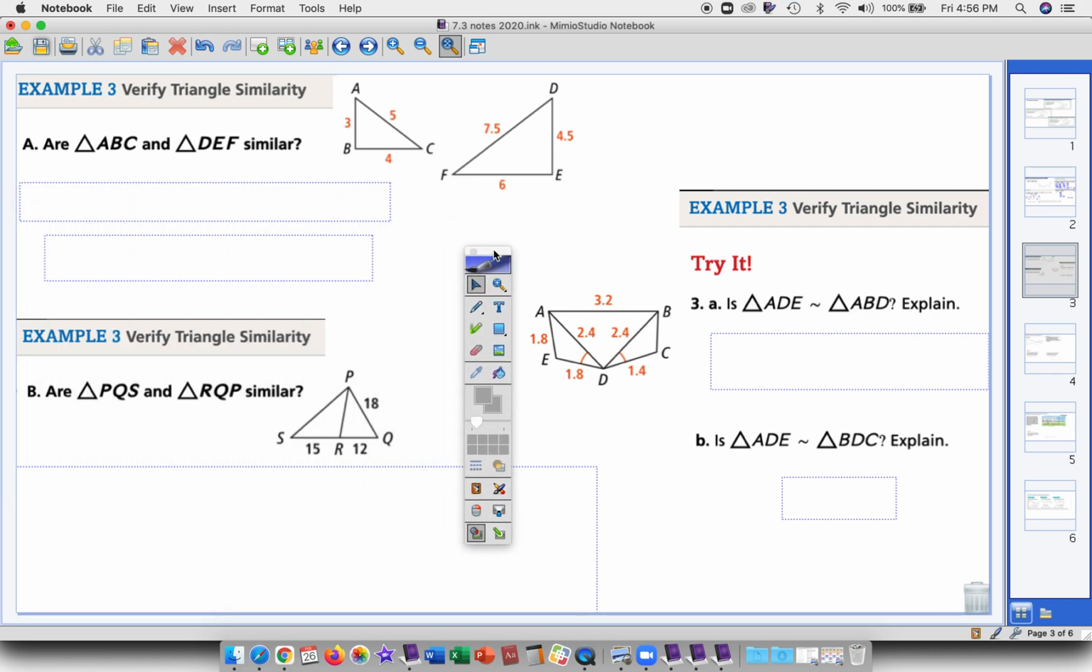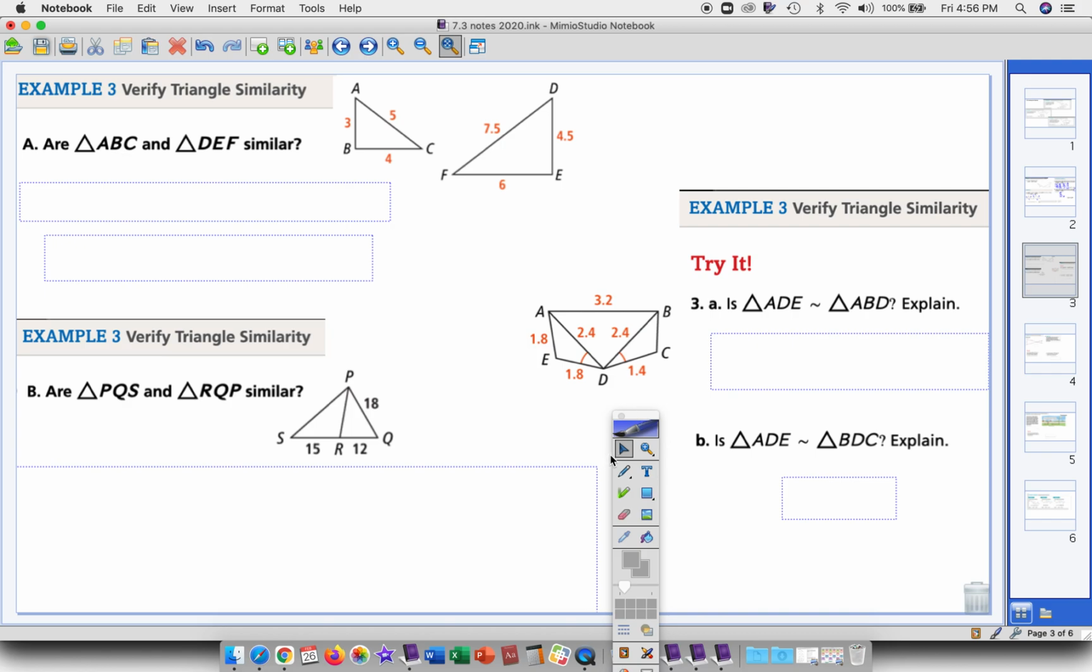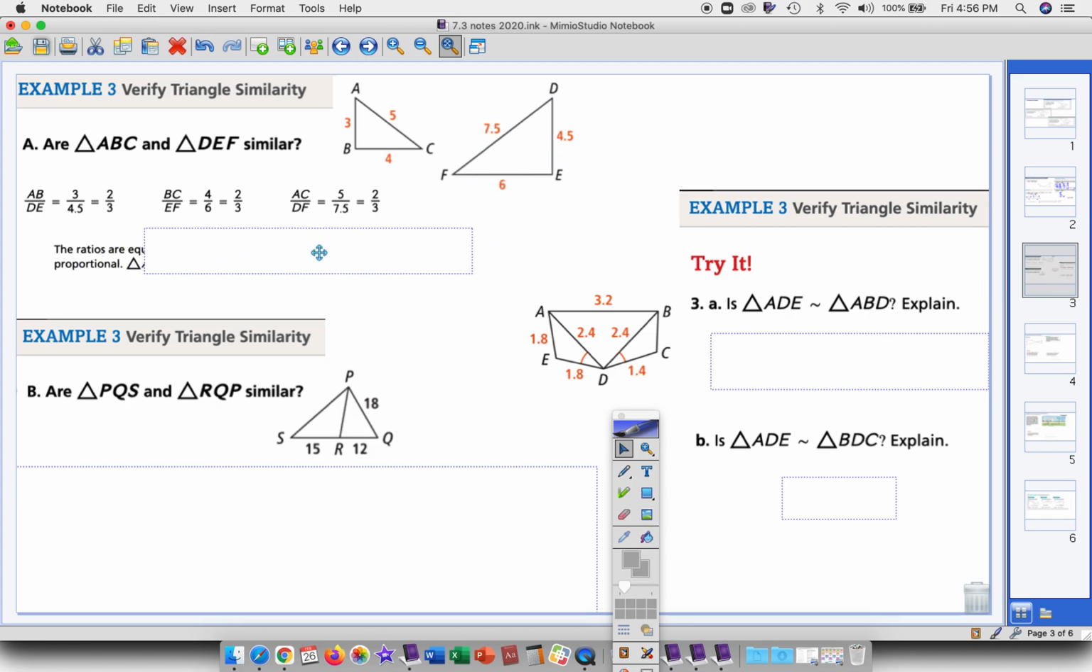Okay, let's see how you did. For letter A, when you match up corresponding sides, did you find that they all had the same ratio of 2/3? Okay, hopefully you did. And again, go by the statement because these could be rotated or reflected. It's always best to use this statement as a guide. So yes, they are similar by SSS.